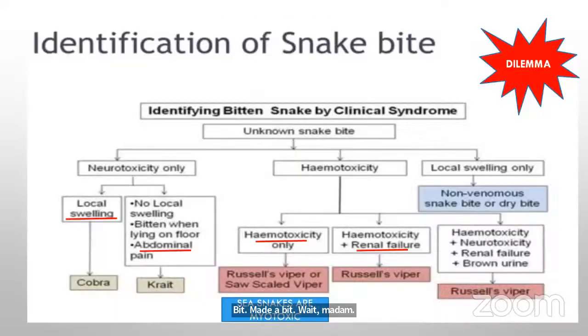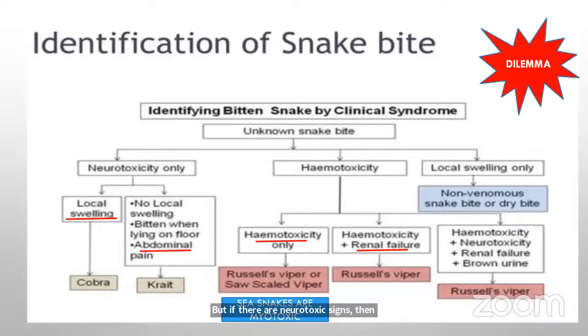This is a very simple flowchart to diagnose which type of snake it is. If it is an unknown snake bite, the patient comes to you and says, "Doctor, a snake has bitten me," and you don't know anything about the snake, as it has not been brought, then the important thing is to observe the local swelling. If there's a minor local swelling and no venomous effects, then it is usually a non-poisonous snake. But if there are neurotoxic signs, then it can be either cobra or krait.